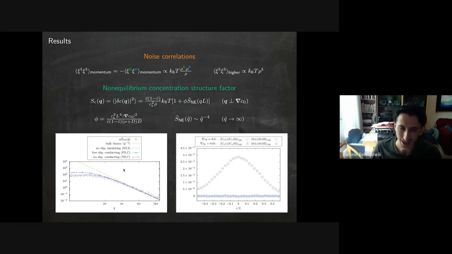In any case, the long-range nature of non-equilibrium fluctuations can be highlighted by looking at the two-point correlation function in real space, where the variable z here runs in the wall-to-wall direction. Indeed, for the concentration, which is, again, the purple plot here, we see a correlation length that essentially spans the whole system size.